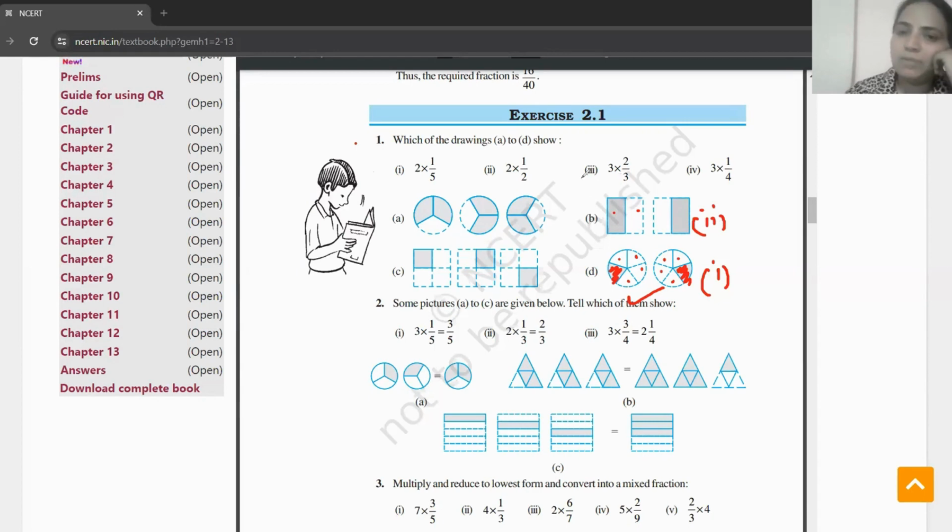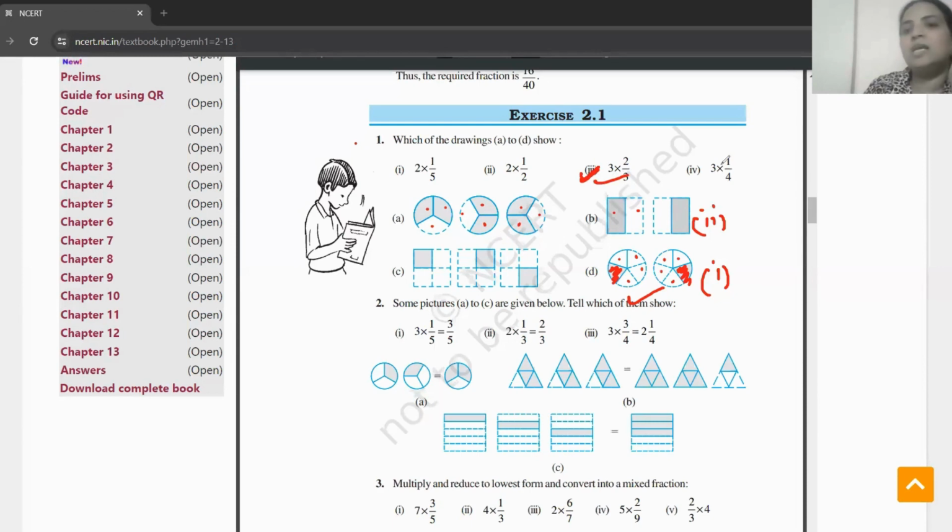Okay, Nishad, you tell me which matches with this third part. Ma'am, A. Yes. 2 selected out of the 3. 2 selected out of the 3. 2 selected out of the 3. This model repeating thrice. This one is the answer.